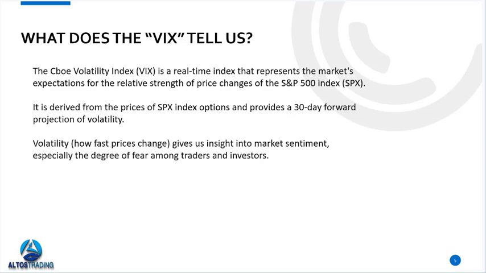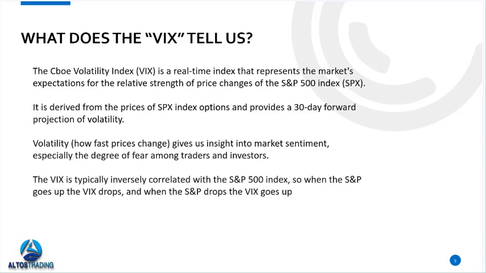And in that sense, it's inversely correlated to the S&P. So when you see the S&P sell off, you're going to see the VIX spike. And when you see the S&P moving in a nice steady uptrend, you're going to see the VIX retreat to lower levels and typically reside below 20. So again, there's an inverse correlation there. So when the S&P goes up, the VIX typically drops, and when the S&P drops, the VIX typically goes up.